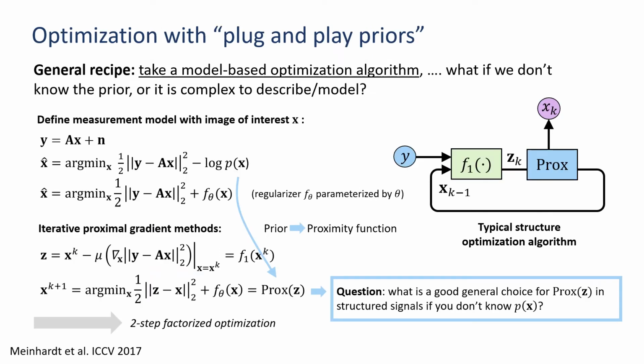What you can also do if you don't really know the prior, or the prior is too complex to describe, you could take your original optimization algorithm, so the one you see over here, decomposed in this data consistency step and the proximal step, and ask yourself what is a good general choice for the prox of z in structured signals, so signals that have some structure, if you don't know p of x.